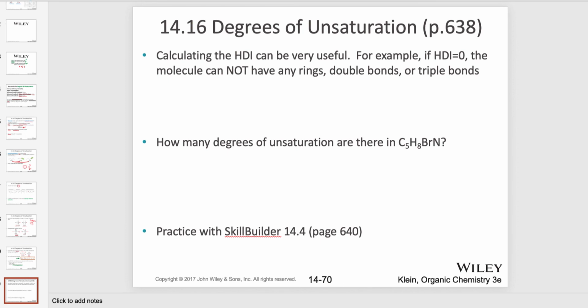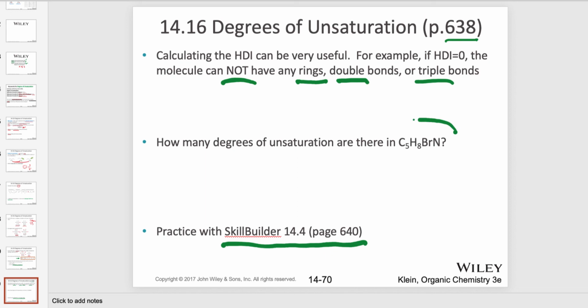Okay, so this is introduced because it's very, very helpful. I've also here reiterated the page number, and you also have skill builder on page 640. Calculating this can be very helpful. If we have a 0, it cannot have a ring or a double bond or a triple bond. Okay, so you have to think differently.